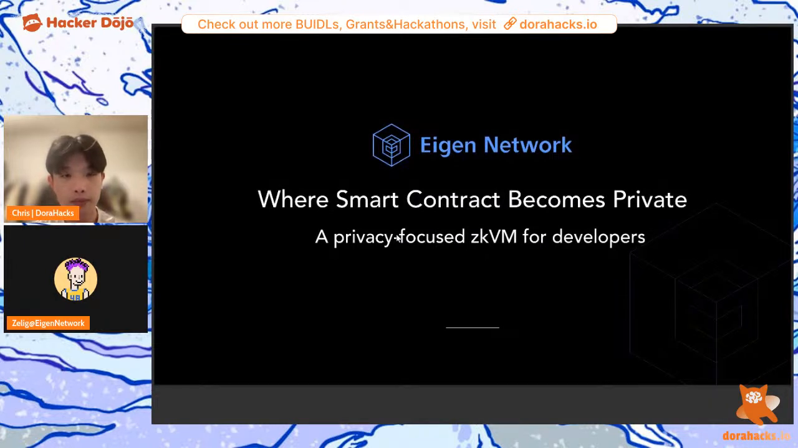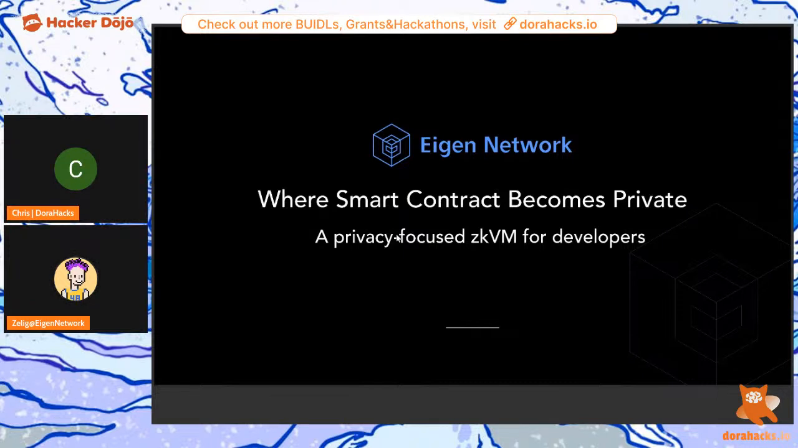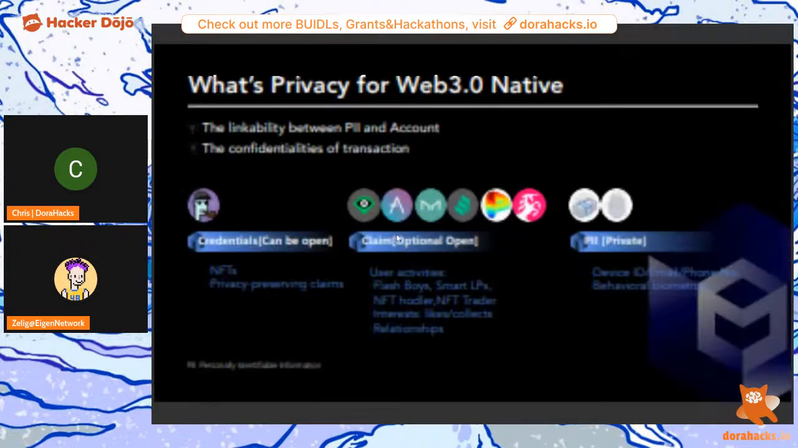Many thanks to DoraHacks for giving us the opportunity to introduce my project. I'm Zelig, the co-founder of Eigen Network. Today, I will briefly introduce our project. We are Eigen Network, where smart contracts become private. Eigen Network aims to build a privacy-focused ZKVM and be highly compatible with Solidity to deliver privacy and a good developing experience for the developers in the ecosystem.